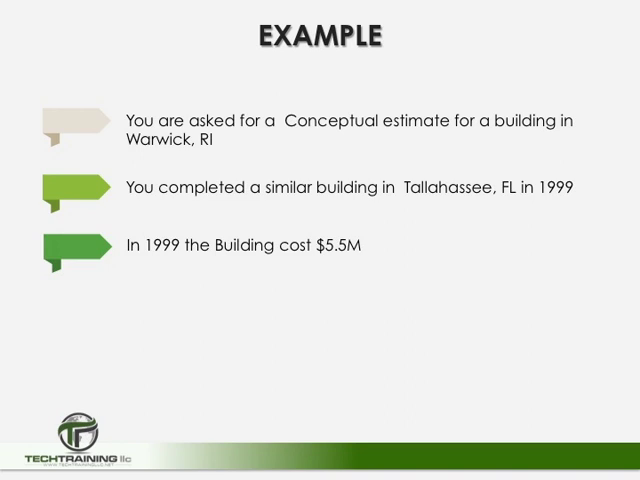So let's go ahead and try another one, and if you want to pause the video and see if you can calculate it on your own, feel free. But we're going to say that we're asked for a conceptual estimate for a building in Warwick, Rhode Island. And a similar building was constructed in Tallahassee, Florida in 1999. In 1999, the building cost $5.5 million.